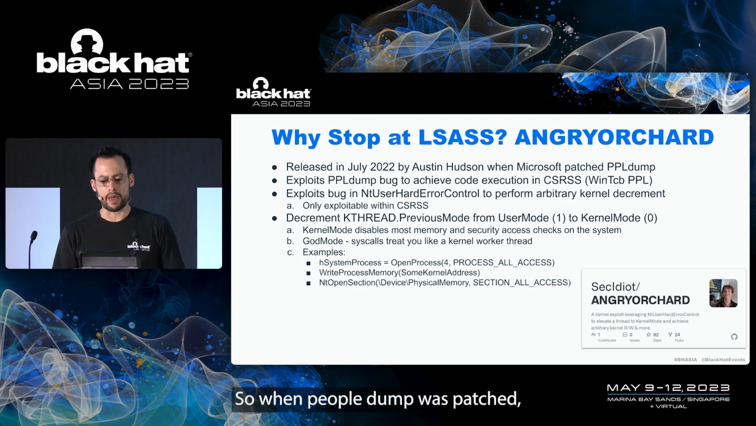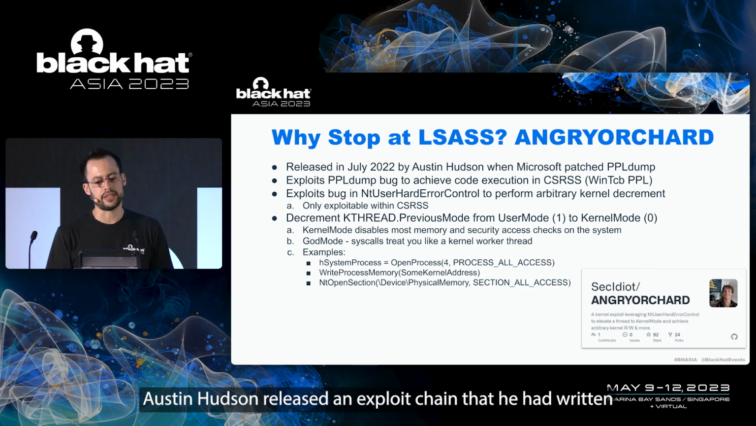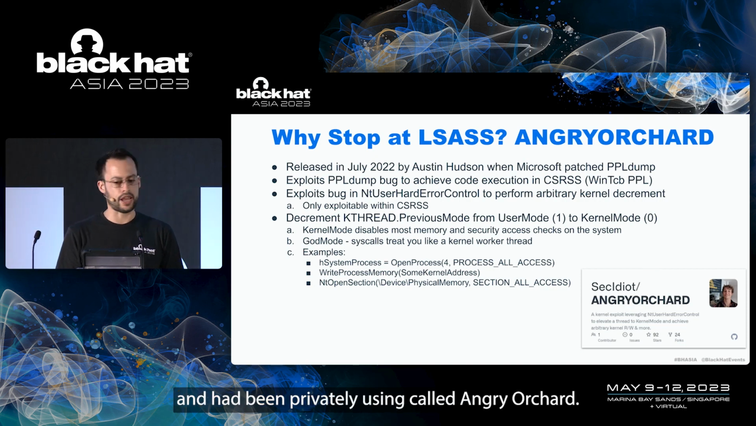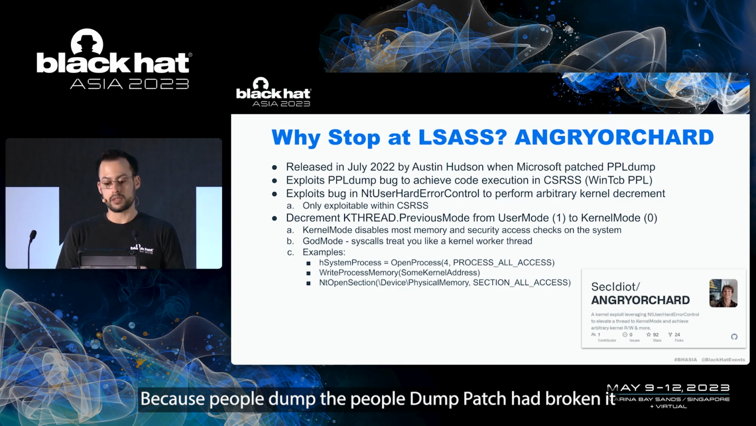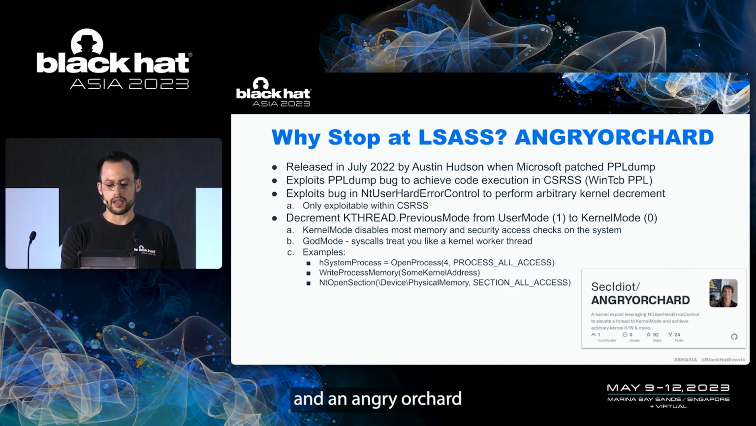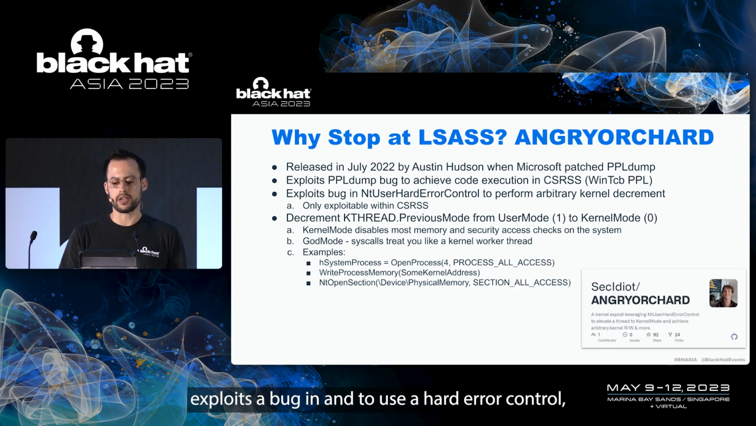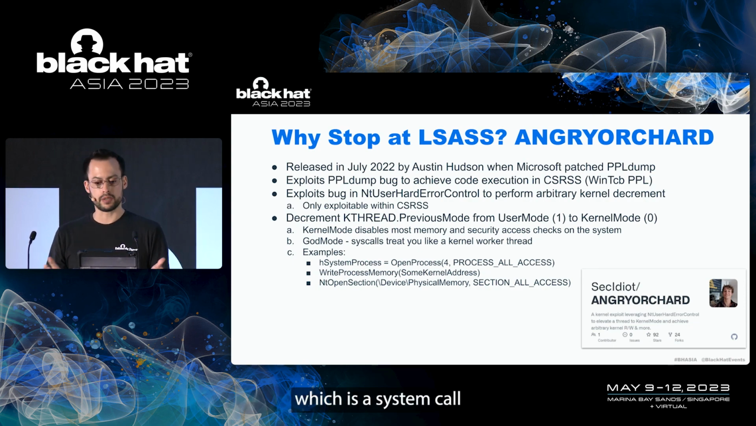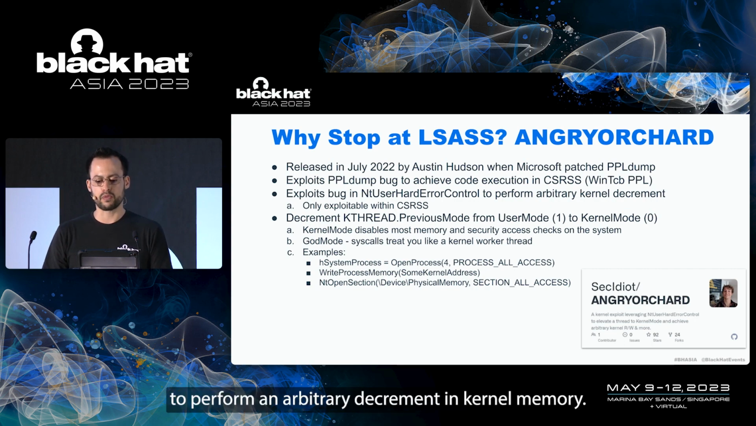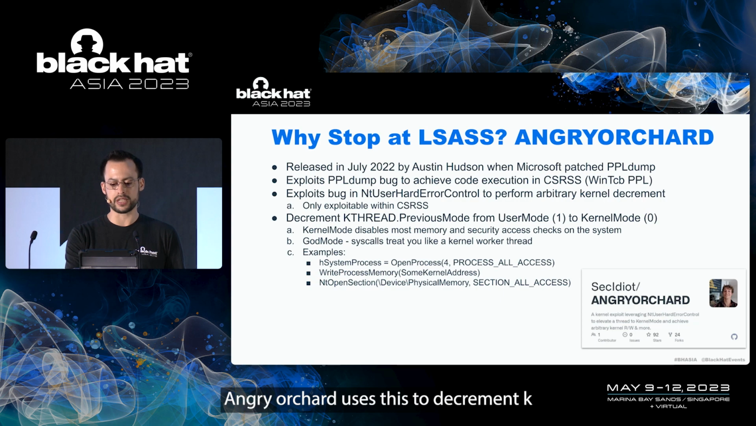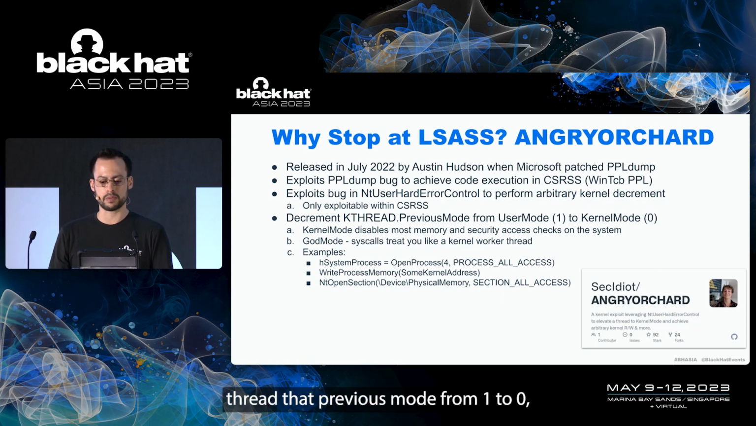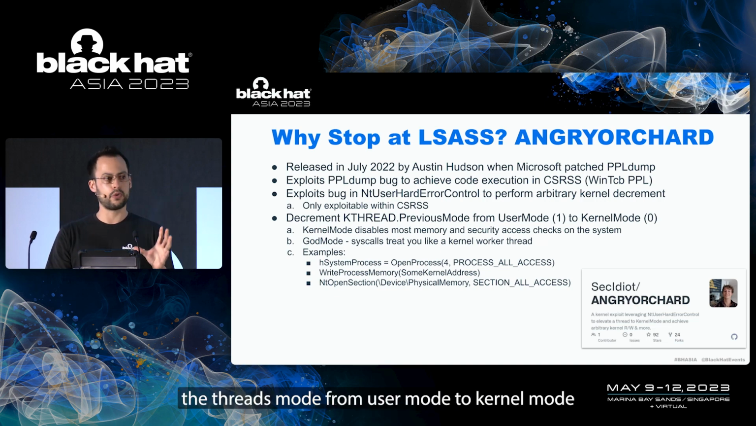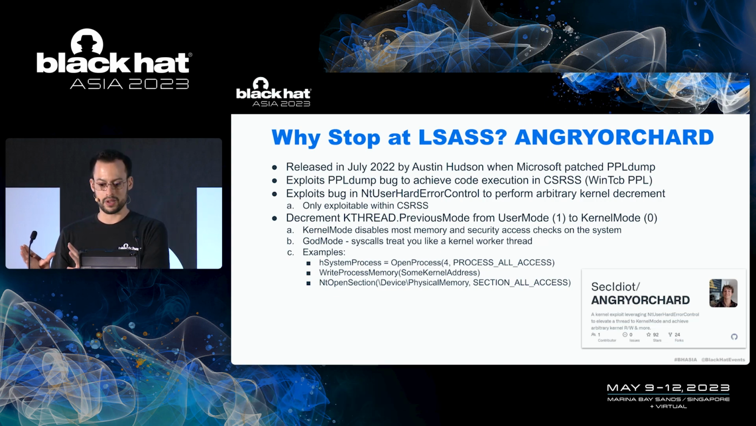So when PPLdump was patched, Austin Hudson released an exploit chain that he had written and had been privately using, called Angry Orchard, because the PPLdump patch had broken it. Angry Orchard exploits a bug in NtRaiseHardError control, which is a system call that allows CSRSS to perform an arbitrary decrement in kernel memory. Angry Orchard uses this to decrement KTHREAD.PreviousMode from 1 to 0, meaning it changes the thread's mode from user mode to kernel mode.